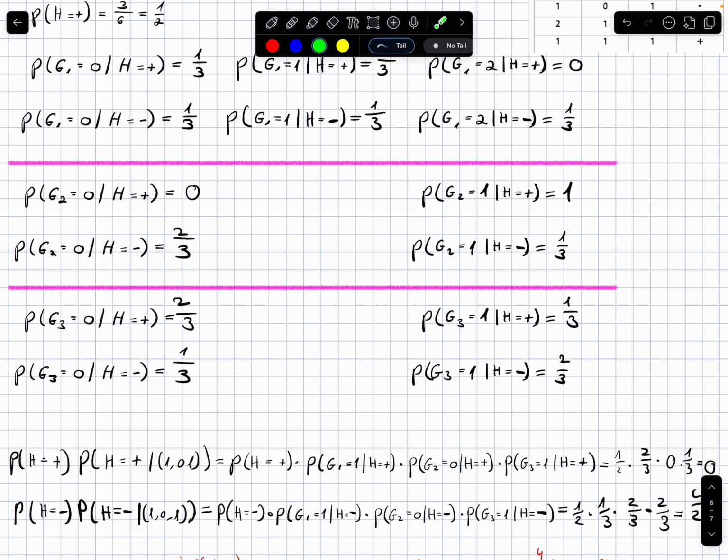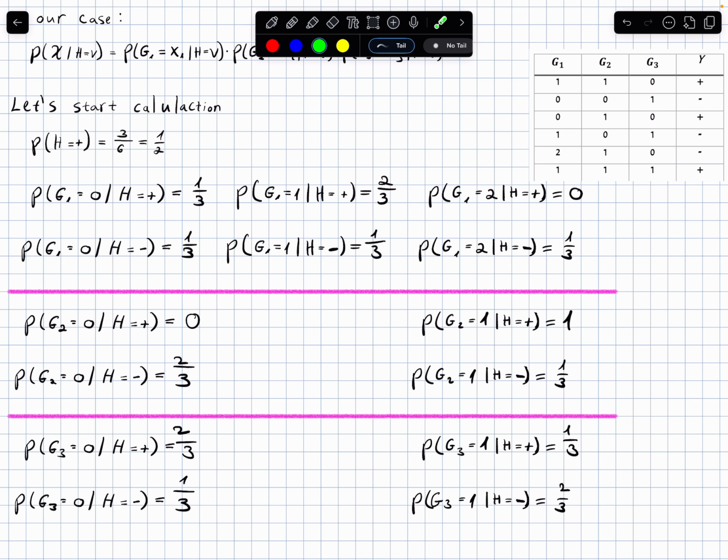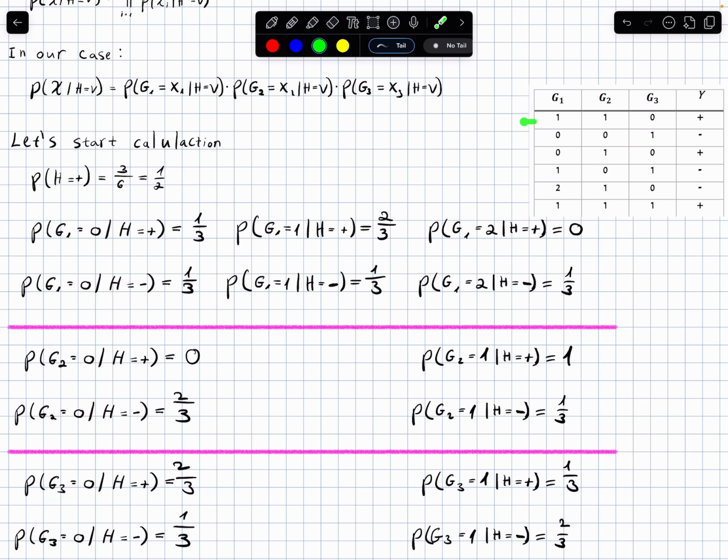Now, we will do this one and this one, just to save some time. So h equal to plus, okay, and g3 is 0. So this row, this row, this row, and this row, and g3 is 0. Okay, it's only one row. So it's 2 rows. Almost missed it, meaning it's 2 divided by 3. And here we can see it's only 1 row, so this is 1 divided by 3.